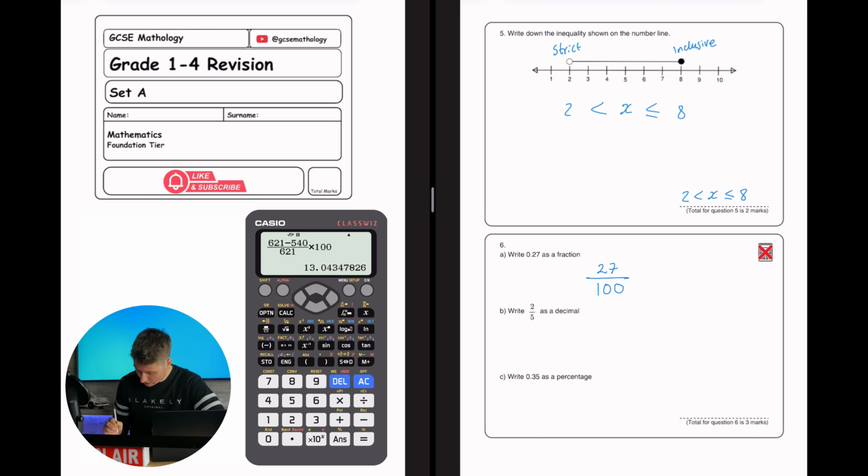So to write a fraction as a decimal, we do the division. So 2 divided by 5. So how many 5s go into 2? That's 0. Carry the 2. How many 5s go into 20? That's 4. So the final answer here is 0.4. And then finally we've got 0.35 as a percentage. So to turn a decimal into a percentage, we multiply the decimal by 100. So 0.35 times 100 is equal to 35%.